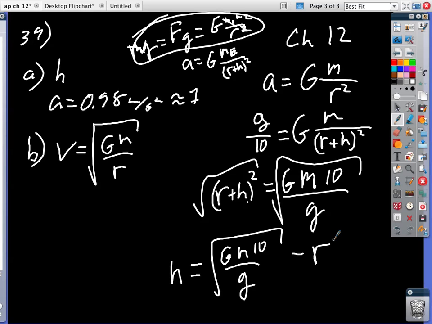Anyways. Now we want to know the velocity at that point. Since you already found the height, the easiest way to do this is just big G, mass of the Earth, over r plus h, yeah? And that'll give you a velocity of a satellite that stays in geosynchronous orbit at that distance. Yes? Okay. Questions?